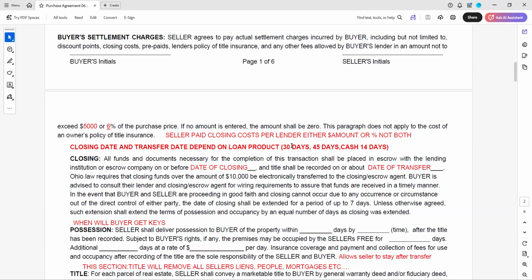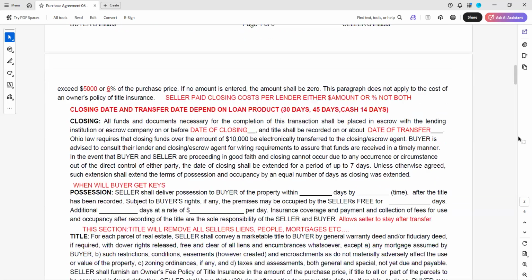The closing date and the transfer date are going to depend upon the loan product, right? So depending on what kind of loan they're doing, if they're doing a conventional, like I said, it could take 30 days to get through the process. You're going to put that 30-day closing date in this section here. The title shall be recorded on or about. That's going to be your transfer date, and that's going to depend on when you're closing. Normally, we want to put either the same day as the closing or the day after, and these are dates on here. So February 1st, February 2nd, that type of thing.